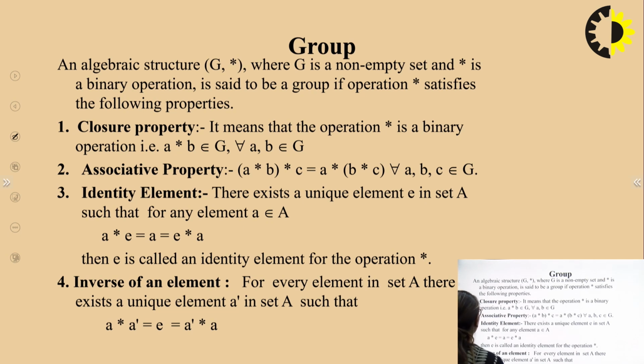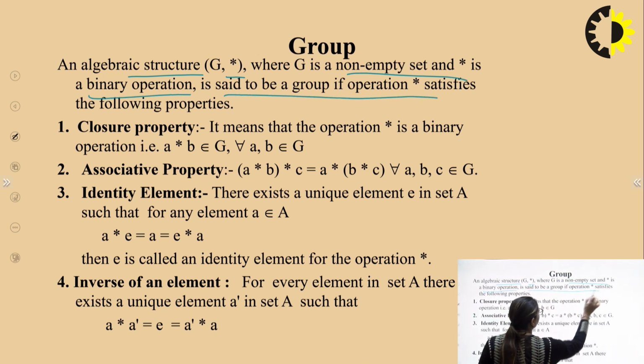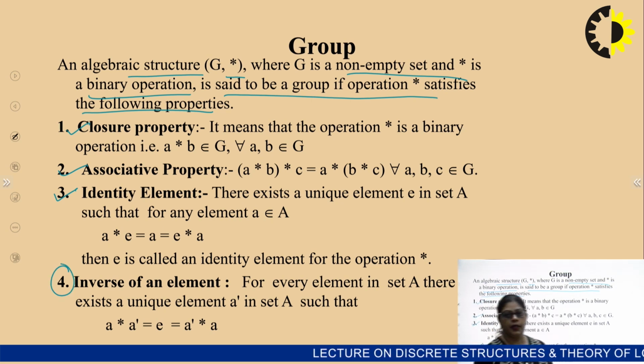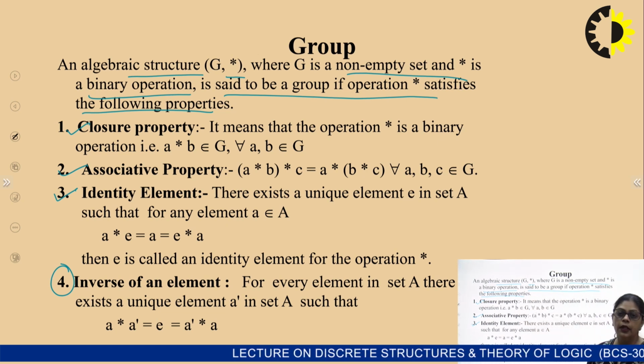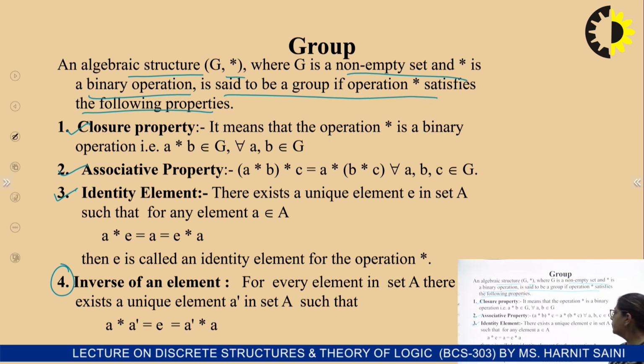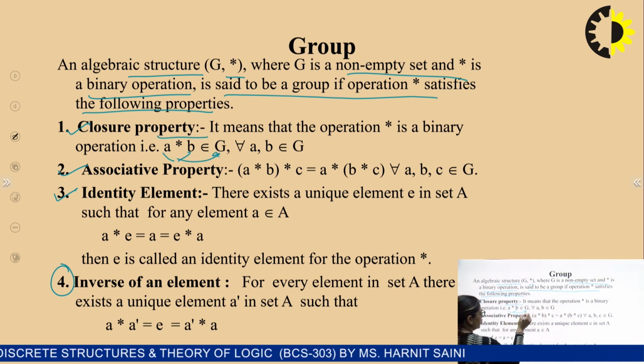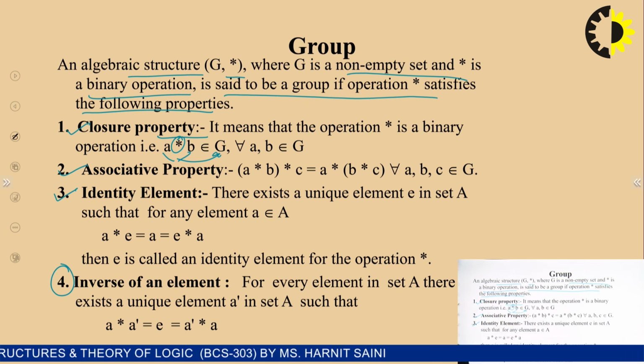Now group. What is a group? An algebraic structure G where G is a non-empty set and star is a binary operation is said to be a group if the operation star satisfies the following properties. Okay, we have done closure, we have done associative, we have done identity. Now the fourth property is added to it, that is inverse. Now if we are able to satisfy closure, associative, identity and inverse properties in a particular algebraic structure, then it is a group. Now what is the closure property? We have already discussed that if A and B belong to G, then their operated element will also belong to G.